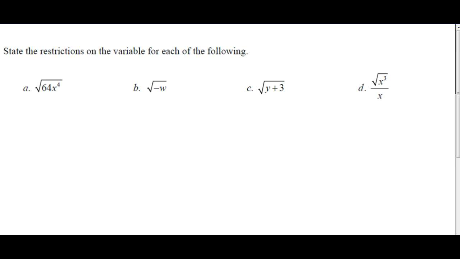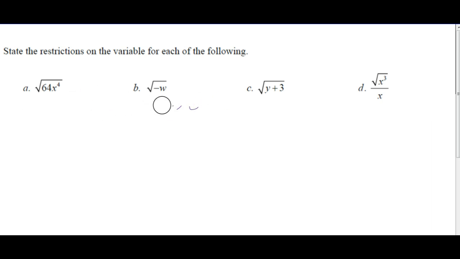Okay, state the restrictions. What are the restrictions on the square root of 4x to the 4th? It's an even power. X belongs to the reals. Very quickly, this running is going to disappear. Now negative w. What do I want? I want negative w to be greater than or equal to 0.